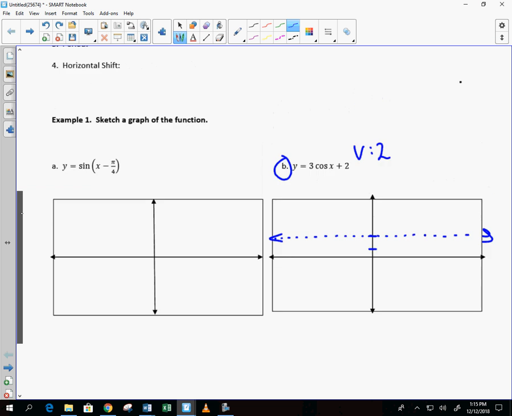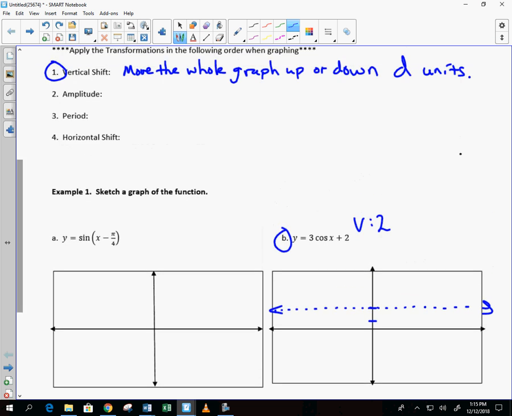Second of all, we identify the amplitude. Absolute value of A, and we mark the max and min. Who can look at this graph and tell me what the amplitude is? 3.